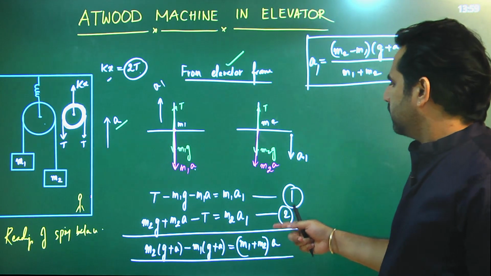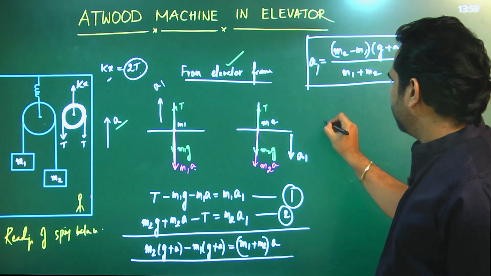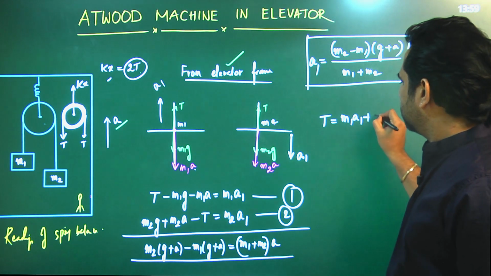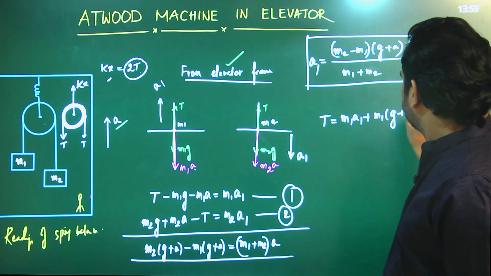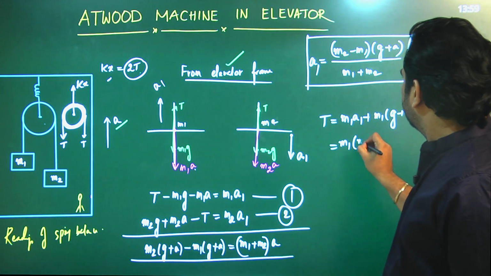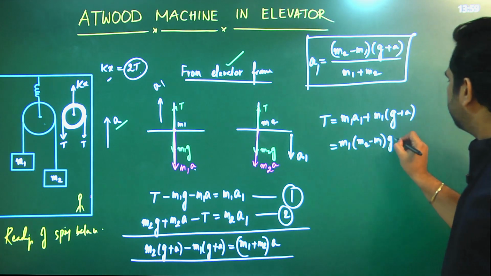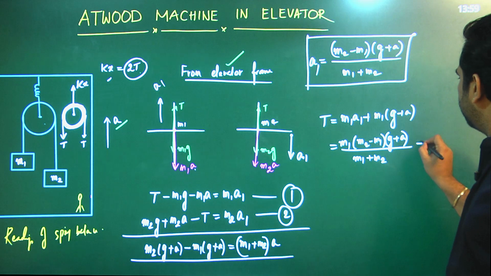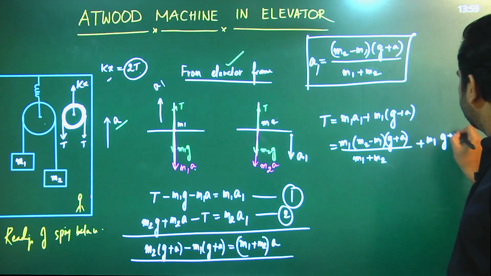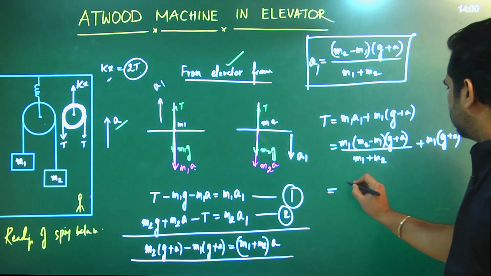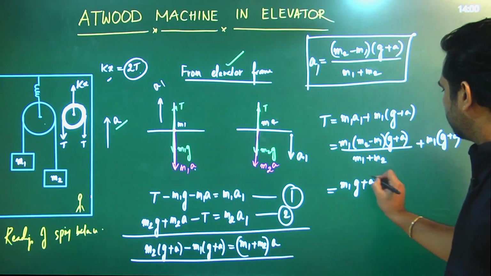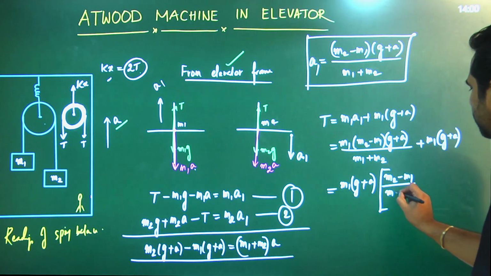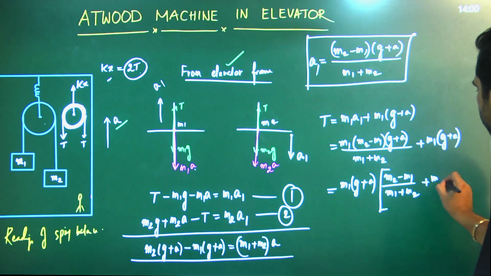So we got acceleration. If we get acceleration, we can find tension from equation 1. From equation 1, tension is M1a1 plus M1 into (g plus a). So I'll write M1 into (M2 minus M1) into (g plus a) by (M1 plus M2), substituting the value of a1 that we just derived, plus M1 into (g plus a). If I take M1 into (g plus a) common, I am left with (M2 minus M1) by (M1 plus M2) plus 1.